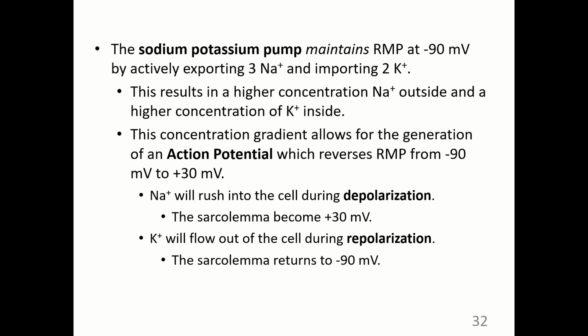The sodium-potassium pump maintains the resting membrane potential at negative 90 millivolts by actively exporting 3 sodium ions and importing 2 potassium ions. This results in a higher concentration of sodium ions outside and a higher concentration of potassium ions inside. This concentration gradient allows for the generation of an action potential, which reverses the resting membrane potential from negative 90 millivolts to a positive 30 millivolts.